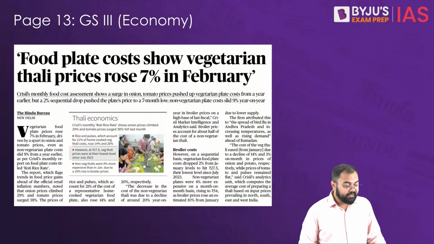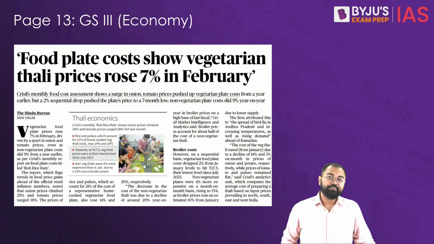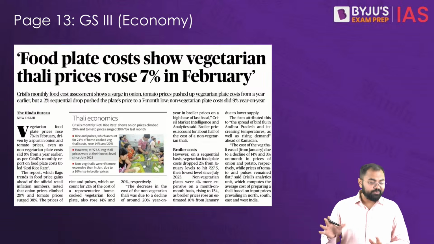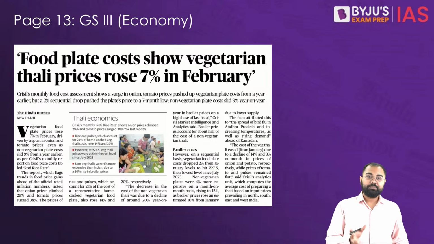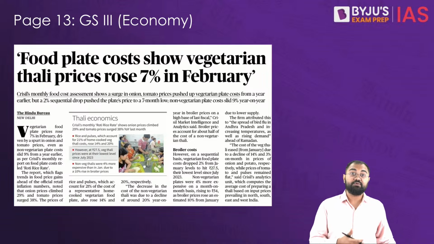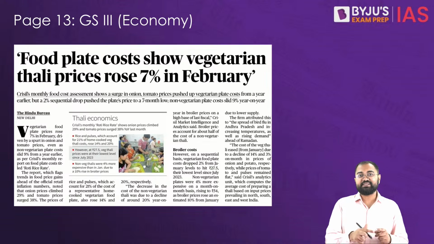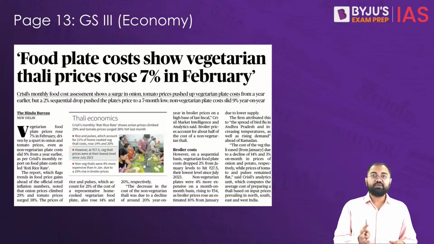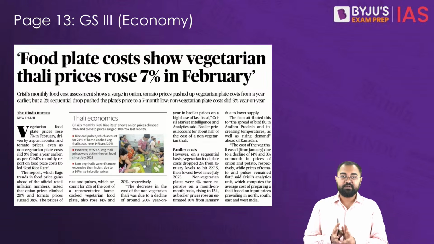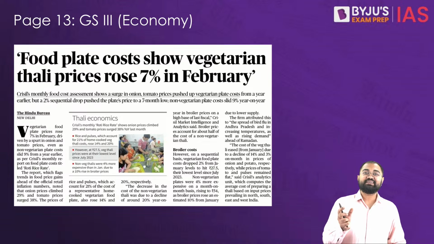Then the third article: food plate costs show vegetarian thali prices rose 7% in February. Now this article talks about a lot of data with regard to vegetarian food plate prices. Prices have increased by 7% in the month of February, and this has been influenced significantly by the rise in onion prices and also tomato prices, according to a new report published by CRISIL. The report title was Roti Rice Rate.